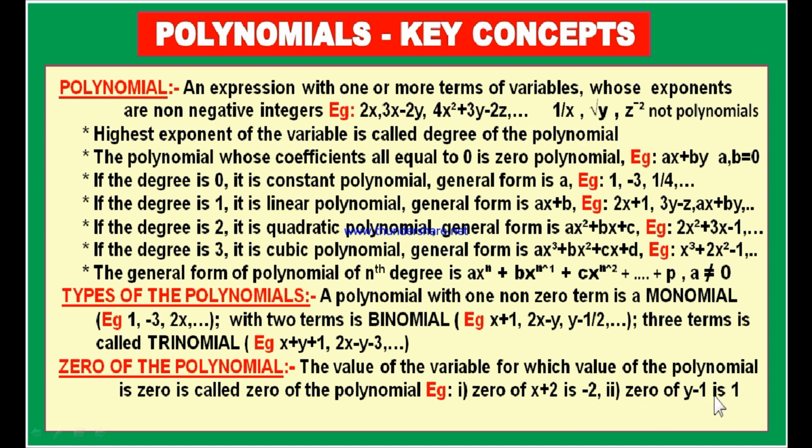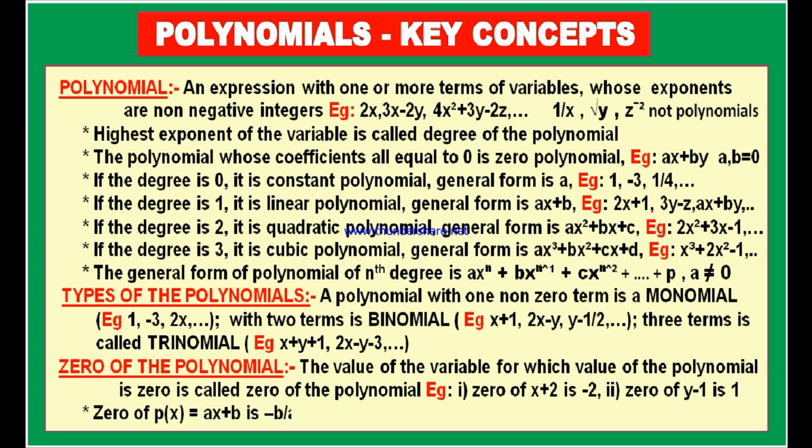Similarly, in the polynomial y minus 1, if you substitute y is equal to 1, you will get the total value 0. 1 minus 1 is 0. If we substitute the value of the variable y is equal to 1, then the total polynomial becomes 0. So, the value of the variable for which the total polynomial becomes 0 is called zero of the polynomial. Is it clear?